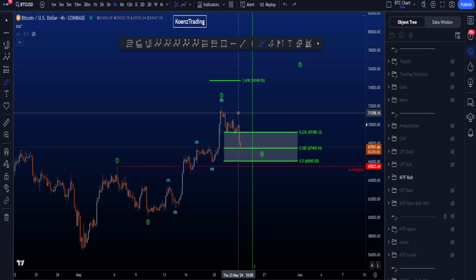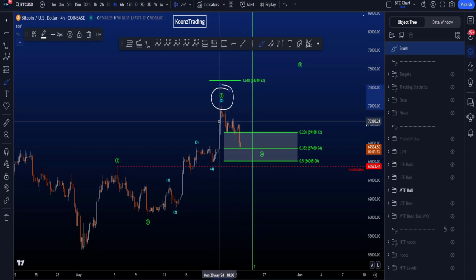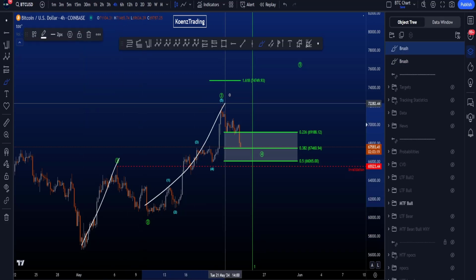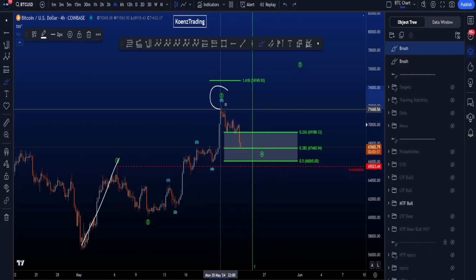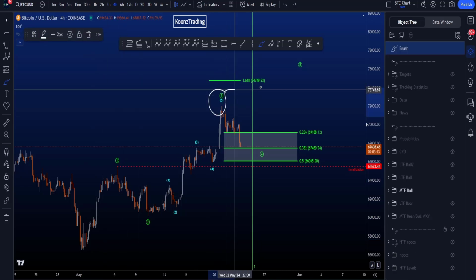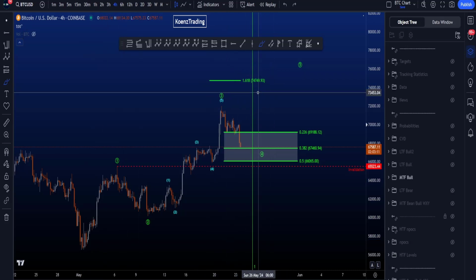The minimum requirement in an impulse wave 3 is that a wave 3 should not be the shortest impulsive wave between a 1, 3, and a 5, and this wave 3 is at least longer than wave 1, but preferably wave 3 is extending to the 1.618, which didn't happen.